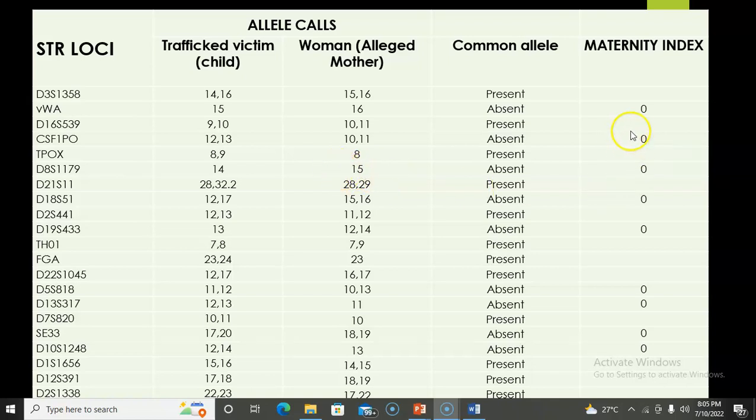So the maternity indices for those loci where these two parties do not share any common allele is definitely 0. That is why the scientists refused to calculate the maternity indices for the loci where the parties shared a common allele. Because at the end of the day, after multiplying everything, you get a combined maternity index of 0. So it wasn't necessary for them to do the calculation for those places.